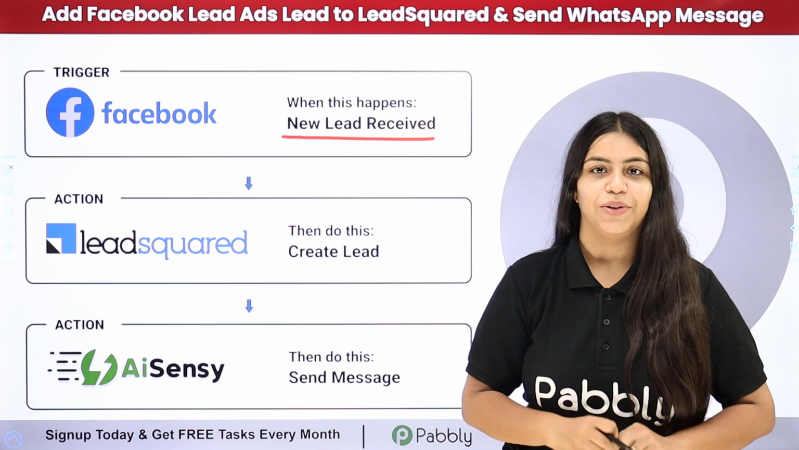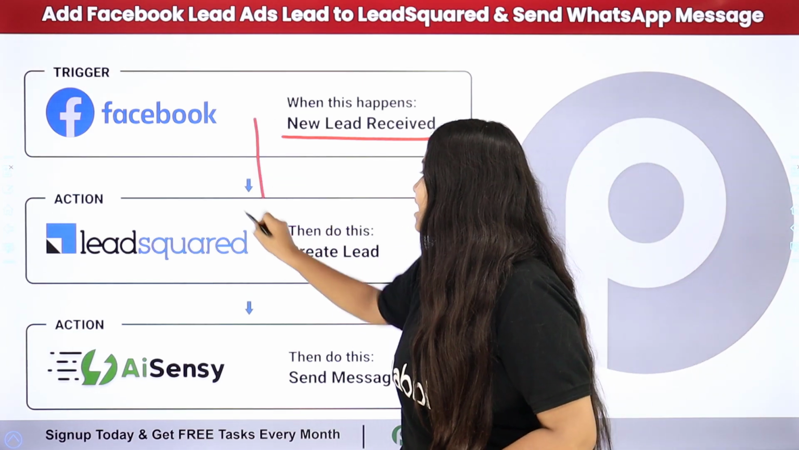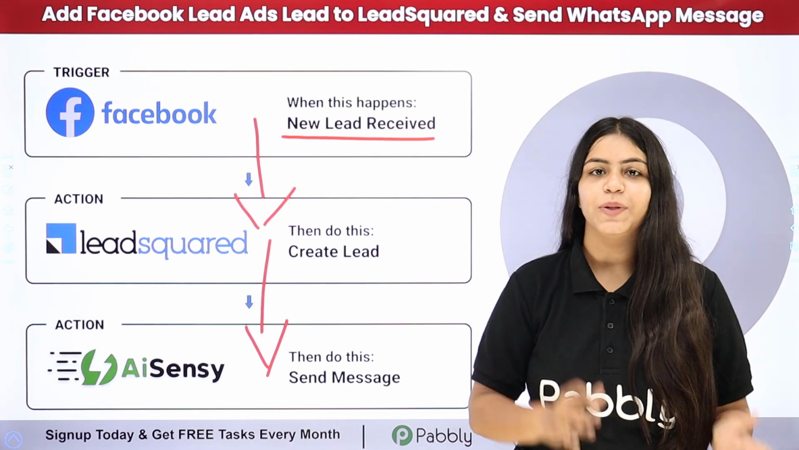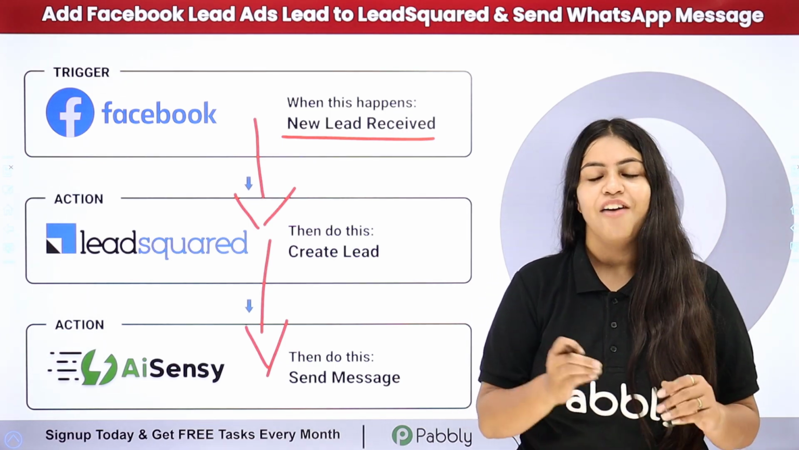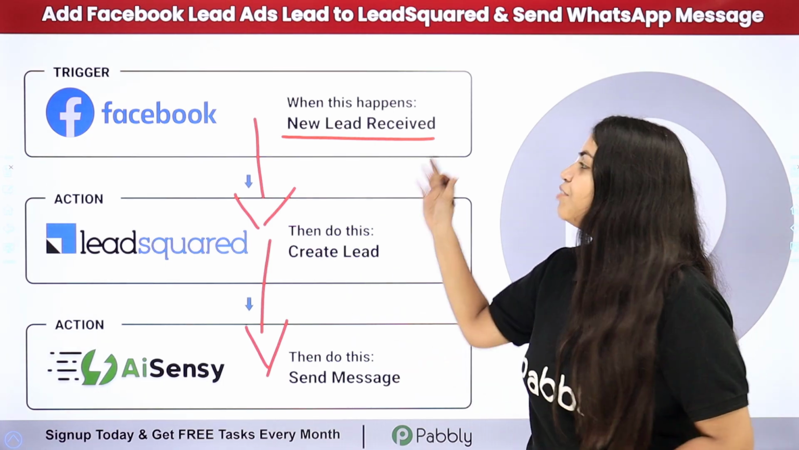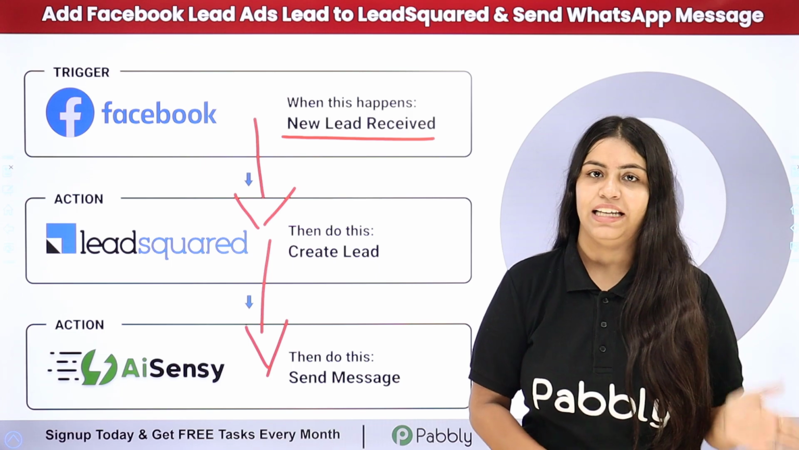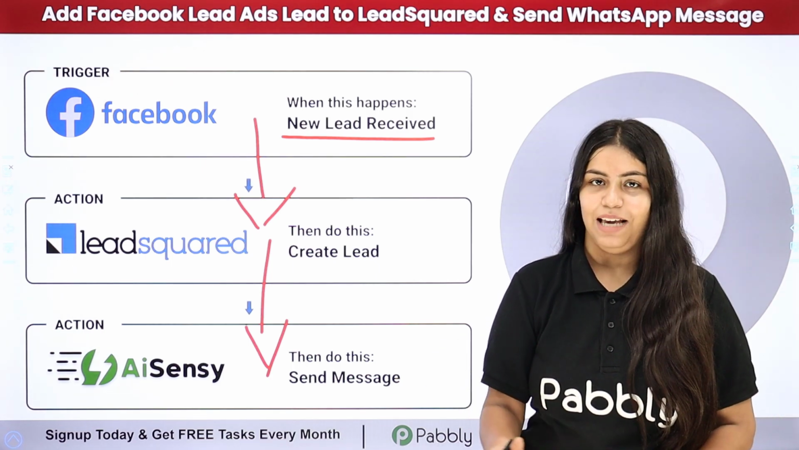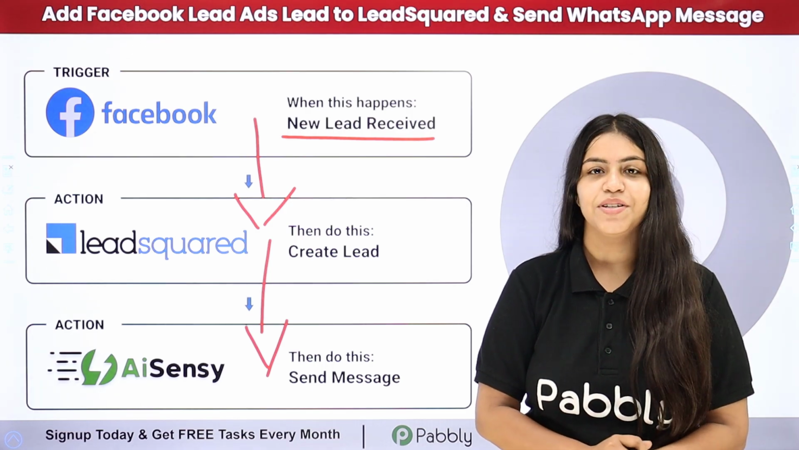So to do this, we are going to create a connection between Facebook lead ads, LeadSquared and AI Sensei. To create this connection without knowing any programming or coding language, we are going to use Pabbly Connect. It is an amazing automation software. So I'm going to do all of this so that I can convert my leads into my clients. So do you also wish to learn this process step by step? Then let me take you to my computer screen.